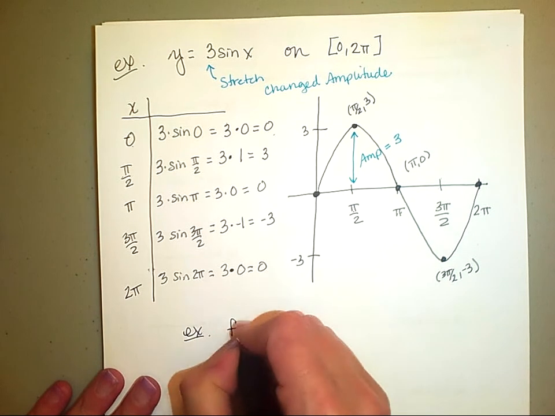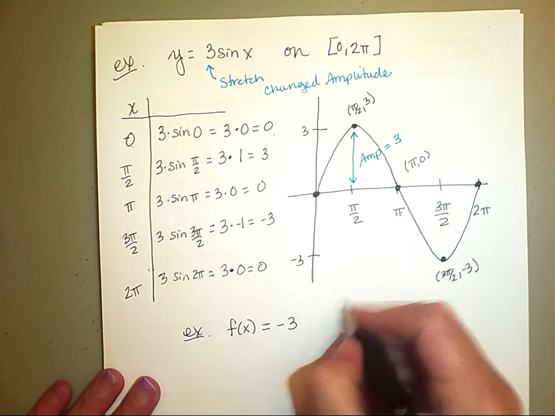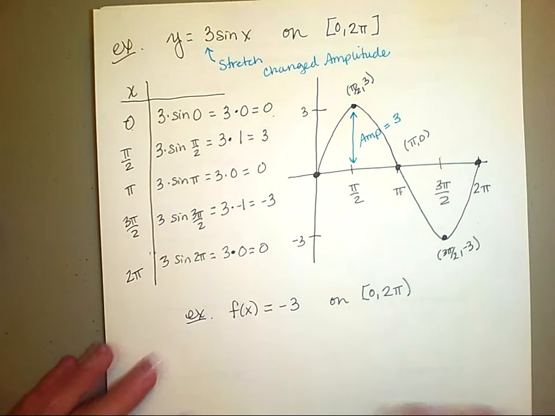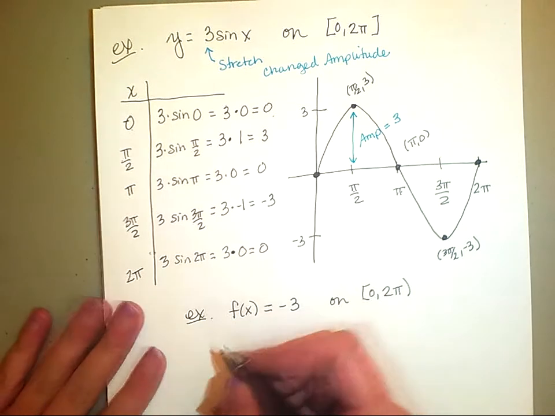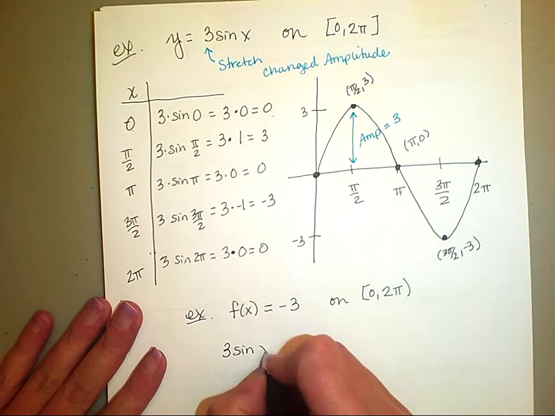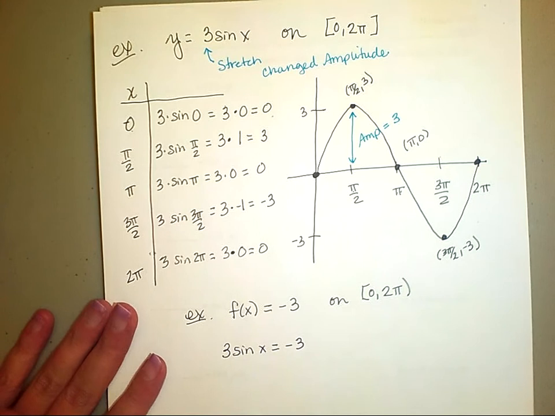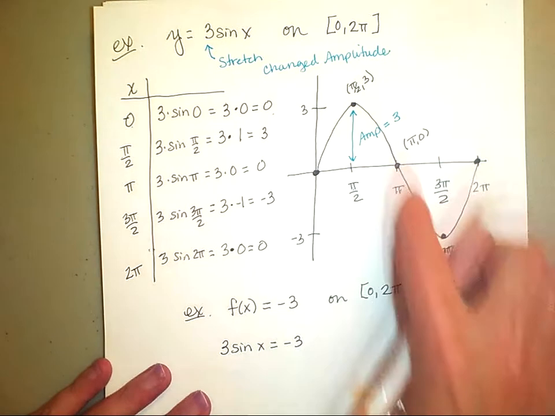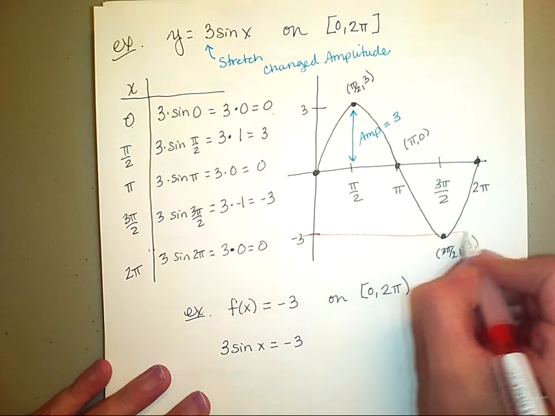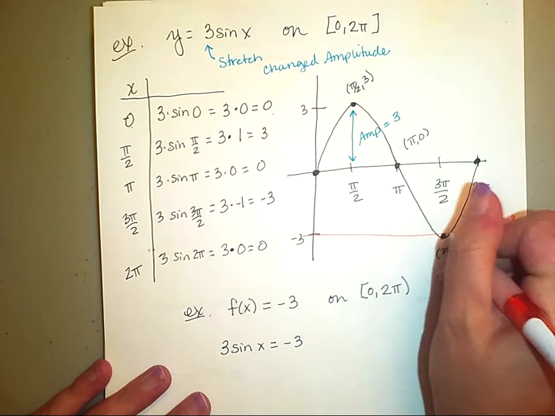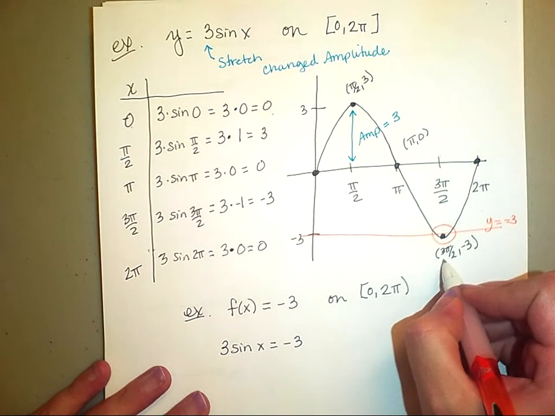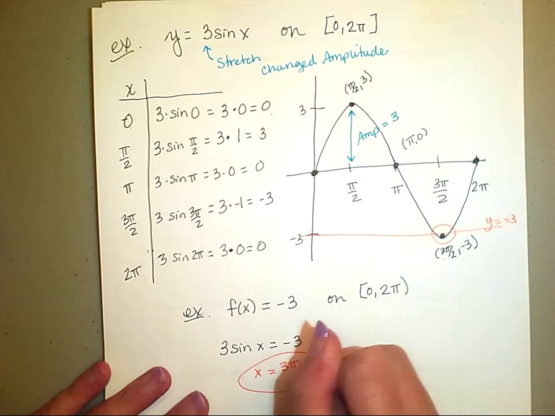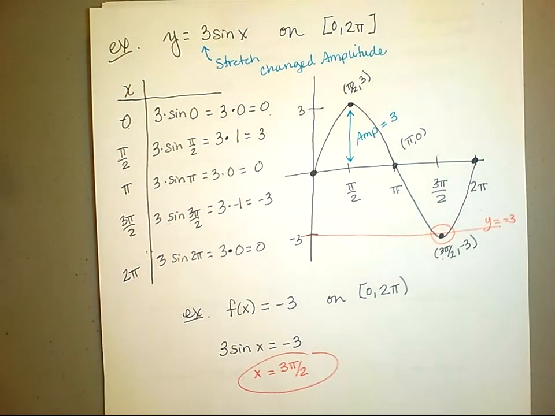Now we can answer questions about this. Let's say, for example, we wanted to solve where f of x is equal to -3, and let's just be simple about this on 0 to 2 pi for right now. Well, what is f of x? f of x is 3 times the sine of x is equal to -3. And we can do this graphically. Here's 3 times the sine of x. Here's the line y equals -3. And we have one intersection point. And that intersection point is when x is equal to 3 pi over 2. So we can do this graphically. Okay, so we have one solution for that.